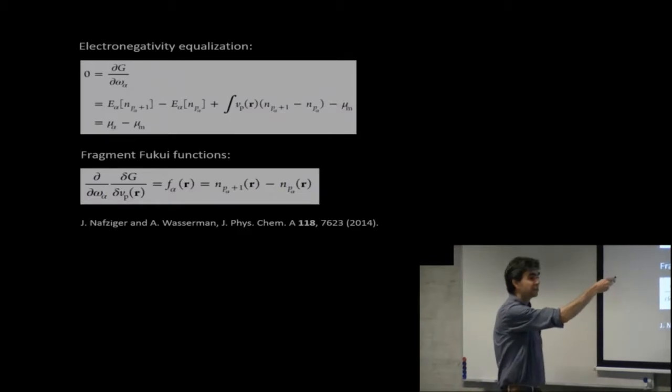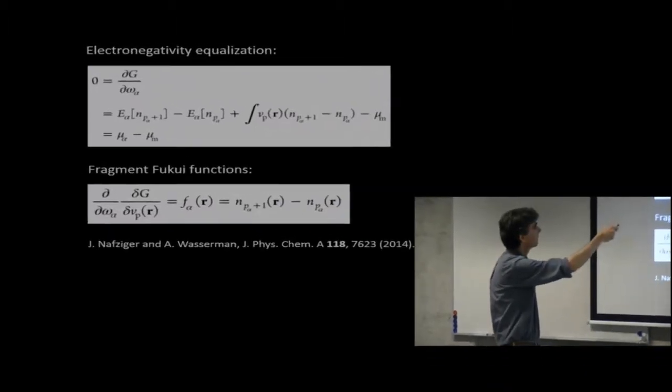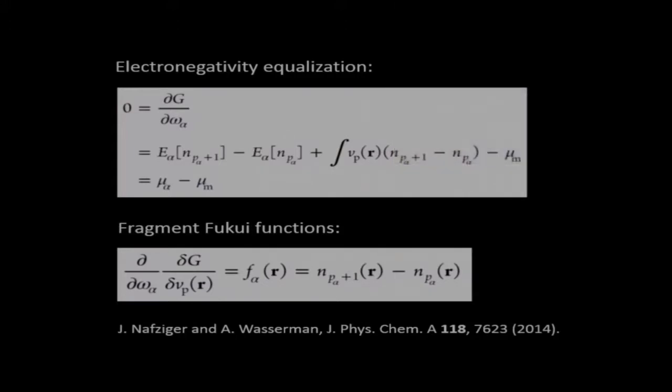So remember this ground potential G of my previous slide. If the minimum exists, then dG/dω, these are the occupation numbers, the fragment occupations. You can derive this equation. And if you define now the chemical potential of the fragment as all of these, which you see is the difference between the P alpha plus 1 and the P alpha plus this term that includes the partition potential, then you see that you get chemical potential equalization.